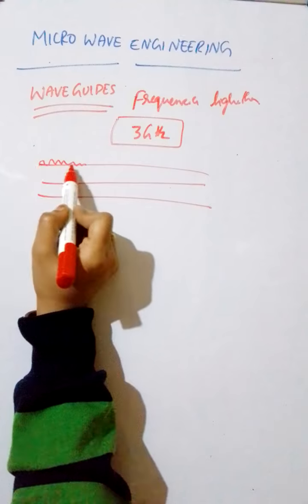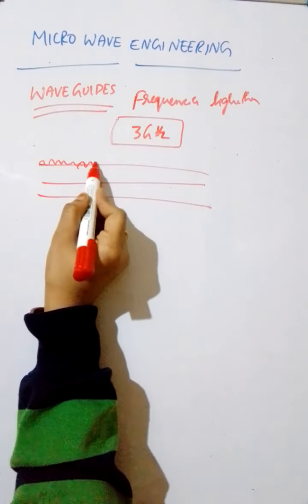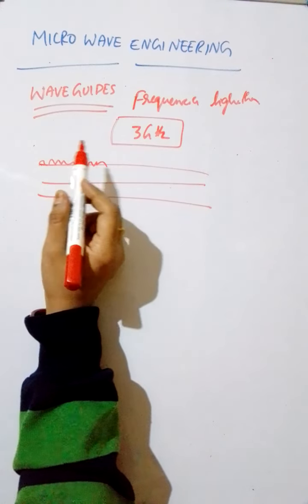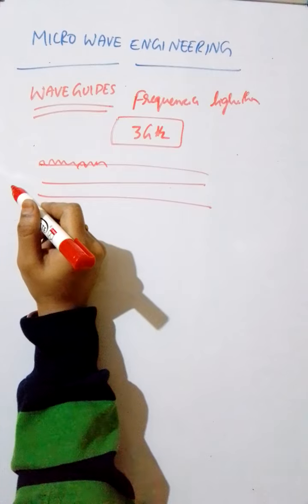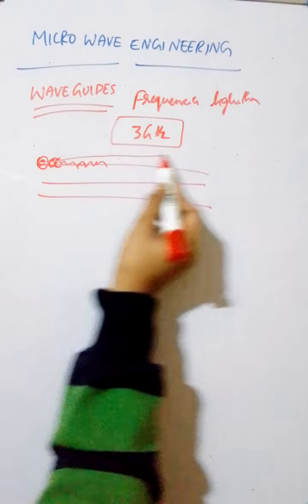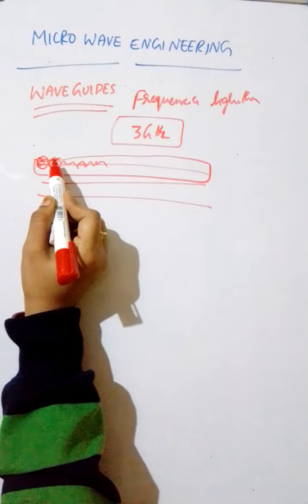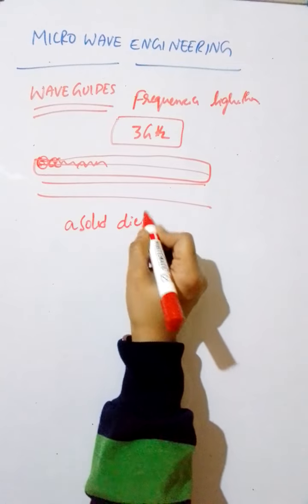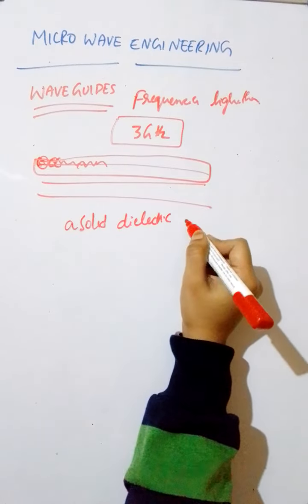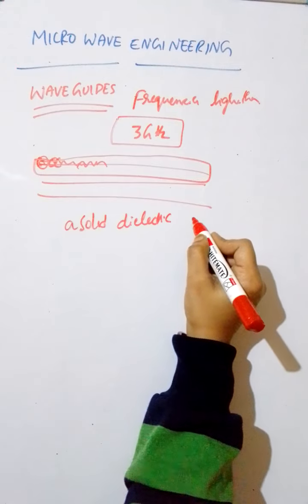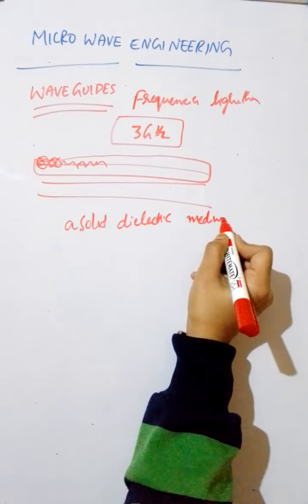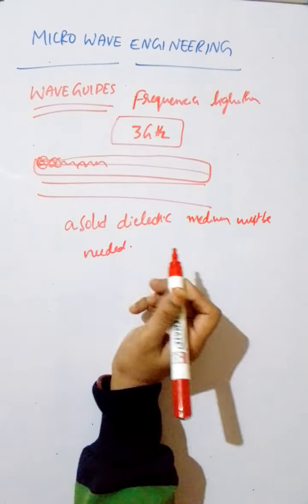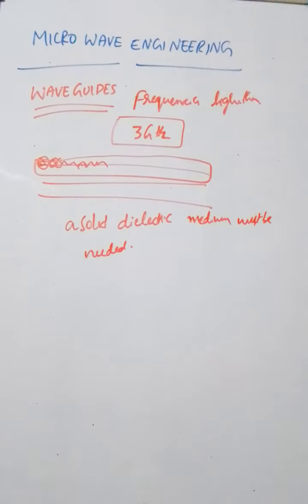In these transmission lines or cables, it becomes very difficult at these frequencies, mainly because a solid dielectric is needed to support the conductor. In the conductors themselves, it must be a solid dielectric medium to support the frequencies to transmit.